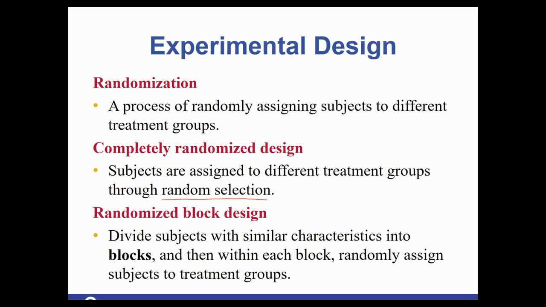Randomized block design. Divide the subjects with similar characteristics into blocks. Then within each block, randomly assign subjects to a treatment group. So your blocks could be any characteristic. You could split people based on blue eyes and green eyes and brown eyes. Then from each one of those groups, give them the placebo or the treatment. In the blue eyes, placebo or treatment. The green eyes, placebo or treatment. That way, at the end of it, you could see if there was a reaction between the placebo and treatment.